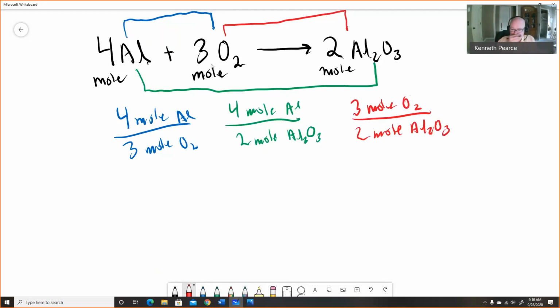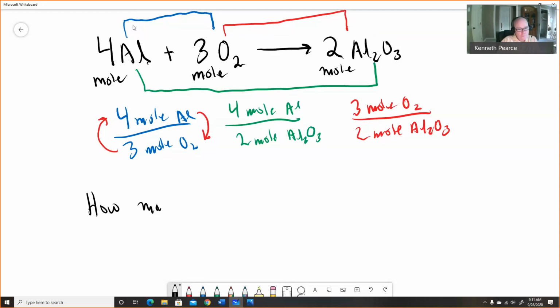aluminum oxide. And of course, we can take any of these and flip them over. Why would we want to flip them over? Because we're going to be using this as a conversion, just like we did above. We're going to be using our mole ratio to go from one set of moles to another set of moles. So if we look at this reaction, we have these 3 mole ratios, and 6 if you flip them.